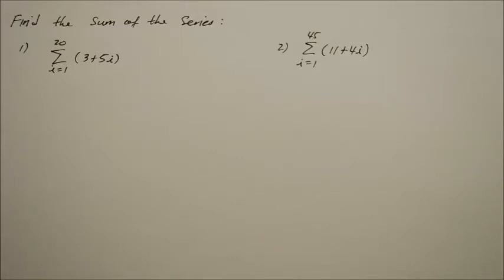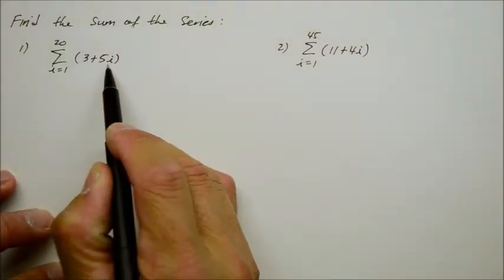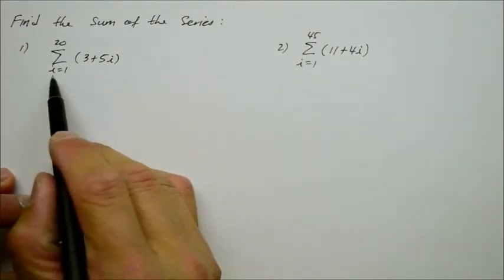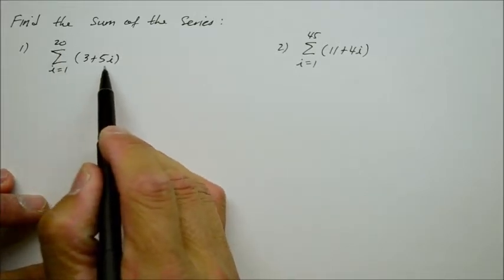This instructional video is a continuation of arithmetic sequences and series. And this time we're going to use the summation notation to find the sum of the series that you will get from this given expression, 3 plus 5i. So we have here written as the sum of i equals 1 to 20 of 3 plus 5i.